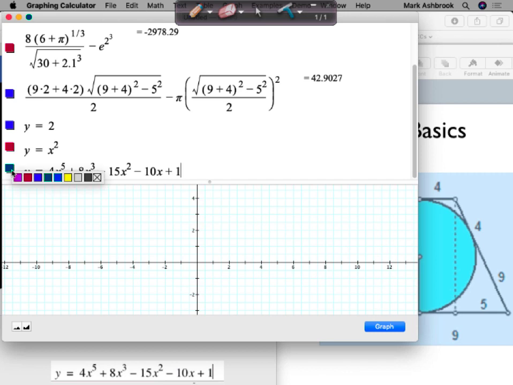So the best colors for curves and lines are purple, red, blue, and black. These other ones don't show up very well, the green, yellow, and gray. So I don't recommend using those. Change it if it comes up as one you don't want.